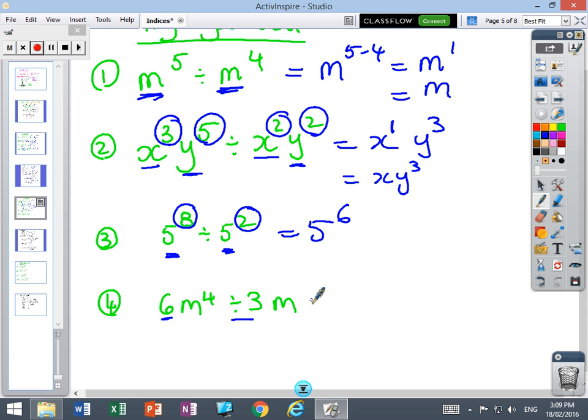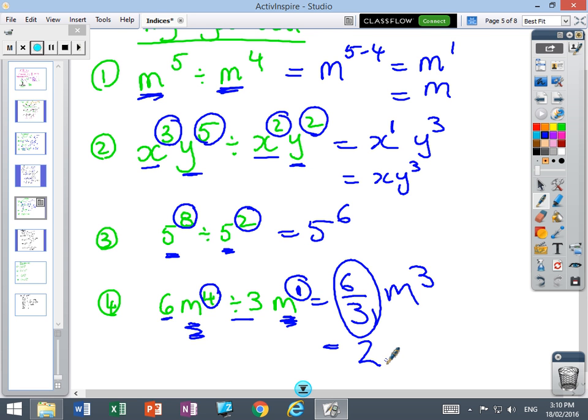And the last one, 6 divided by 3. These are numbers, so 6 divided by 3 looks like that, base m equals base m, put a 1 there, so 4 minus 1 equals 3, and on your calculator or in your head that equals 2, so the answer is 2m cubed. So write those down. That's law number 2, which is the division law.